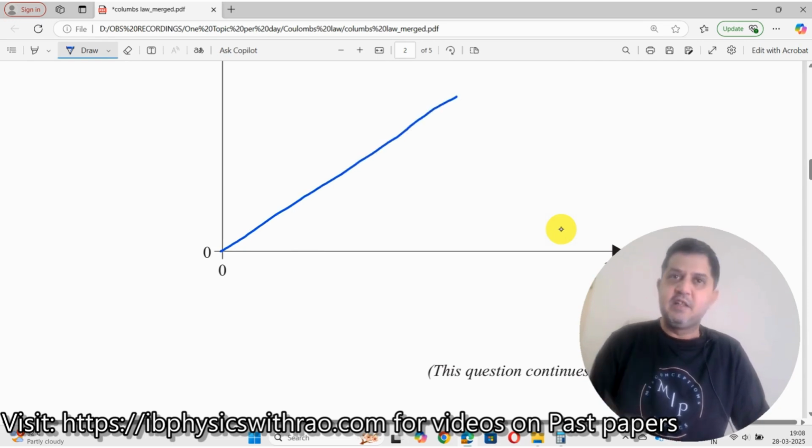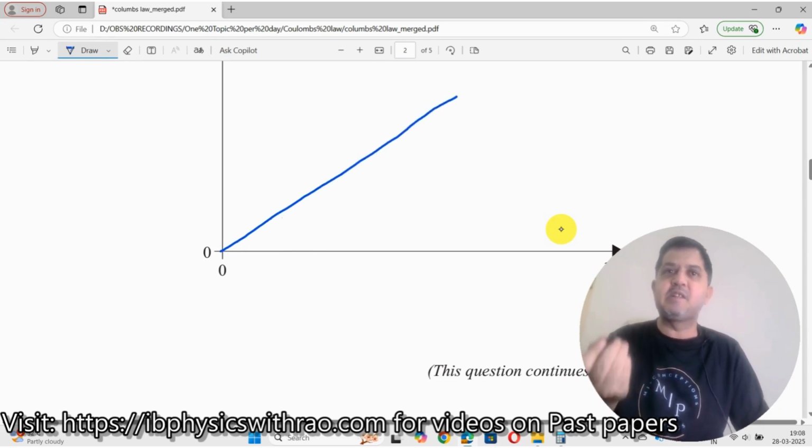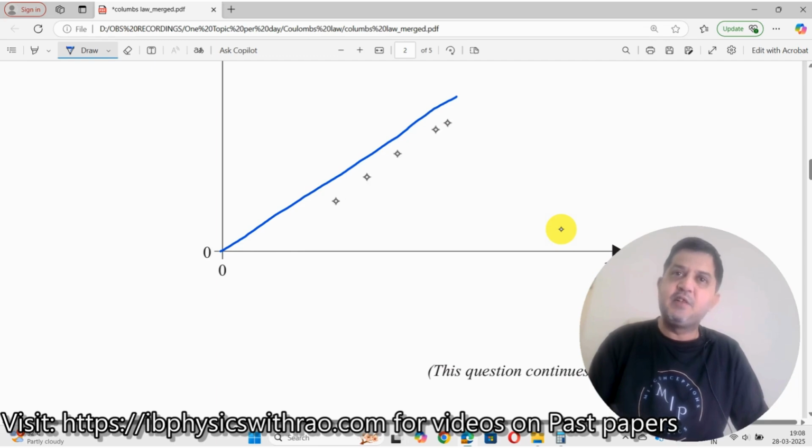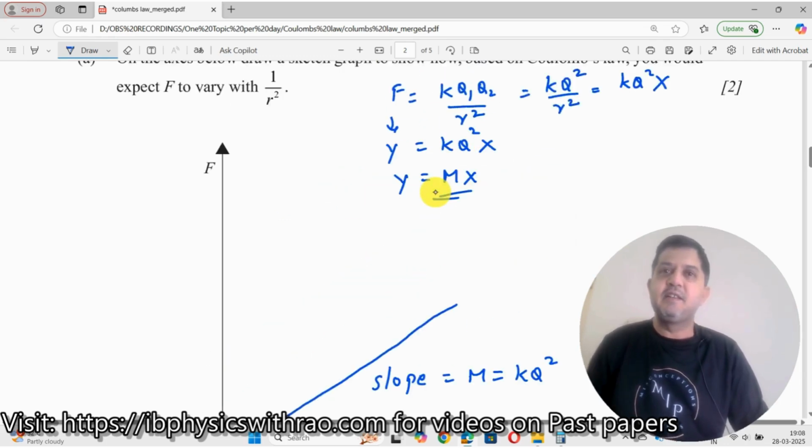Now, what is the angle made by it? That depends upon the value of the slope. You may write this as 45 degrees, 30 degrees, 60 degrees, whatever it is. I'm not going to comment on it; I'm just going to draw it like this over here. And I can now say the slope is equal to m, which is equal to K Q square, as seen from the equation. Though this is for 2 marks, we cannot just stop over here. We need to write this also whenever we draw a straight line graph.